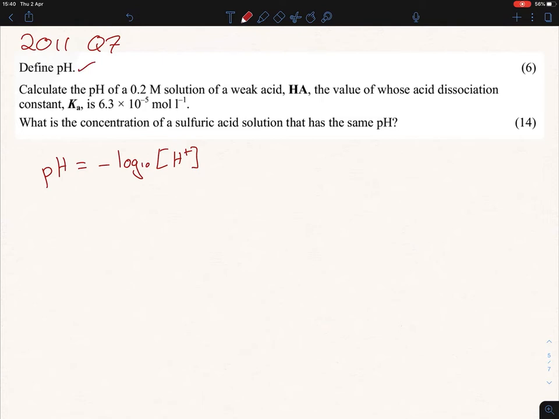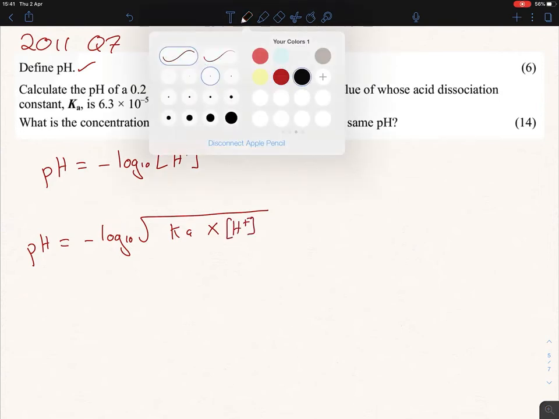Now, next part of the question is calculate pH of a weak acid. Okay, that's value, acid's dissociation value is 6.3 times 10 to the minus 5. Okay, and you're given the molarity there. Well, there's a normal formula for that. It is pH for weak acids equals minus log base 10 square root of your Ka multiplied by your [H+], that's your molarity there. Okay, so we're going to fill in our information there.